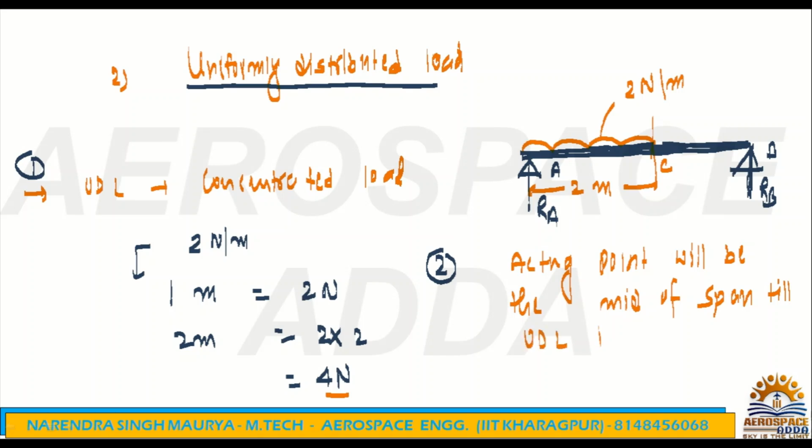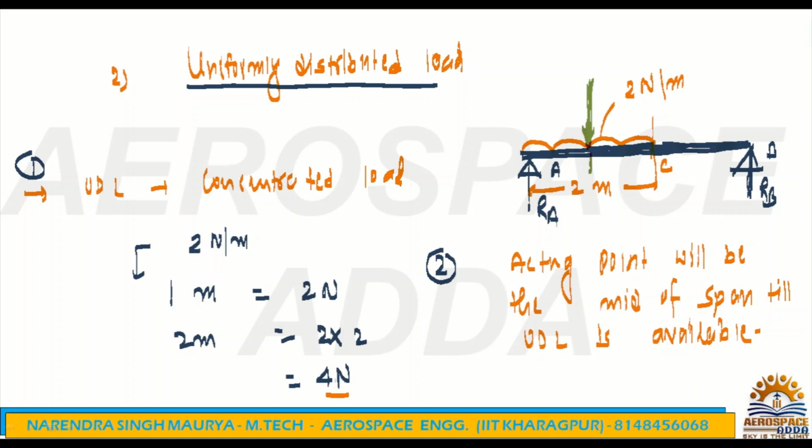So the acting point will be the mid of the span till where the UDL is available. Simple language you can understand. So till what span length is the UDL available? It is A to C. So the mid of A to C will be the point where the total concentrated load will be acting. Now you can find it. What is the mid? Somewhere here. So this point is now your concentrated load, which is equivalent to the UDL.